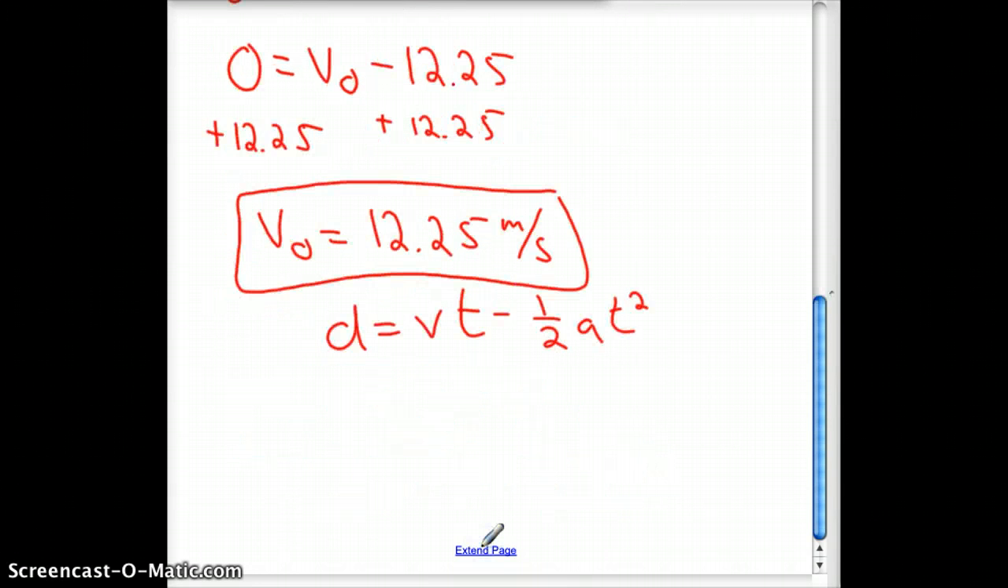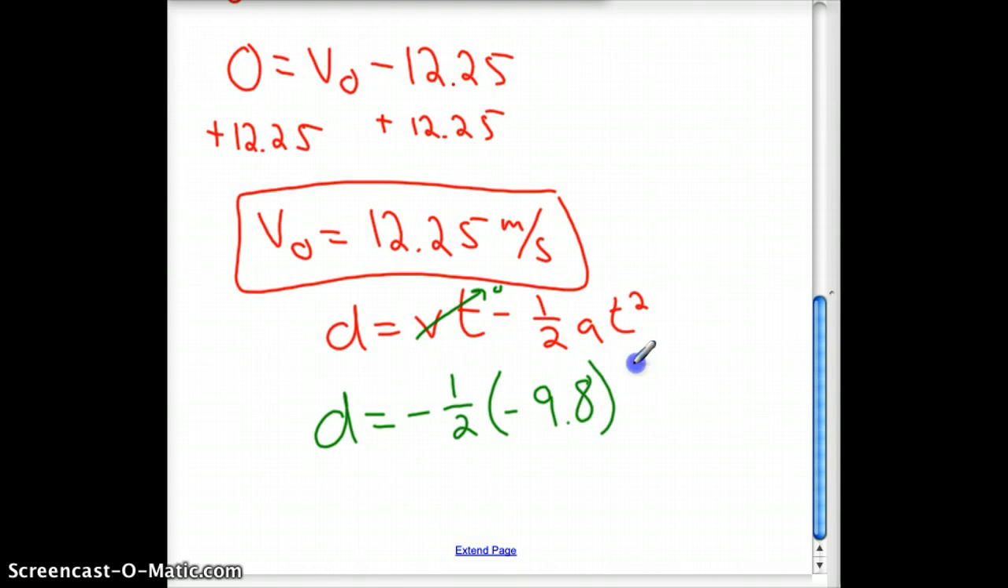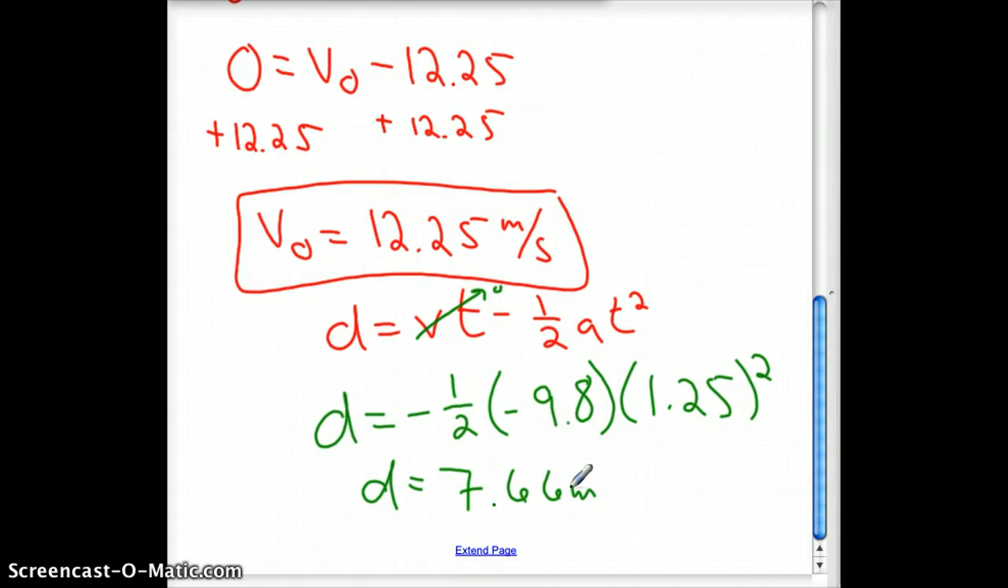You can call me lazy, but the reason I chose this equation is because V final is 0, which makes this term go away, because 0 times t is 0. Therefore, I get, and this simply becomes a calculator problem to get the answer. So the ball will rise 7.66 meters.